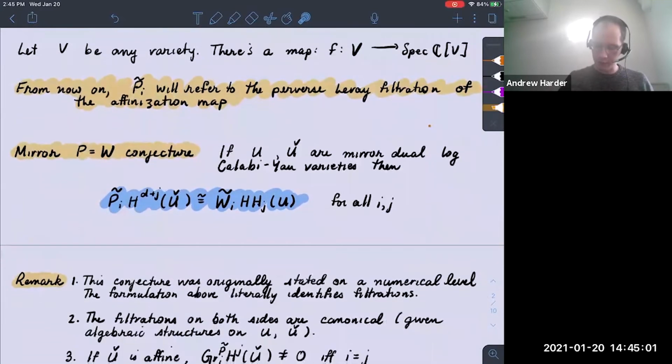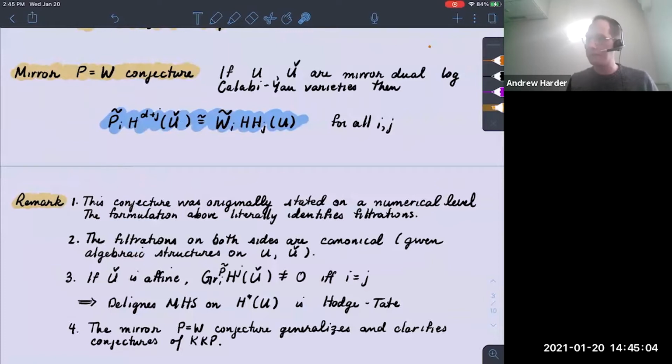I'll make a couple of remarks before moving on. I've spoken about this over the last couple of years, and the way this conjecture has been stated has evolved a fair bit. It was originally stated on a very numerical level, relating various E-polynomials in some sort of contorted way. That statement is still valid, but I think this is a much more elegant way of writing it down, as an identification between actual filtrations. And this is an identification which should actually match cohomology groups, not just dimensions of groups. So that's one thing I'd like to highlight about the way this is written.